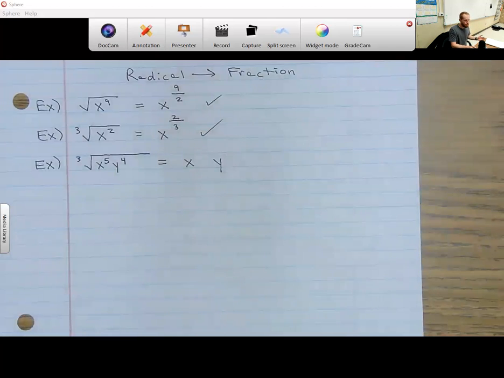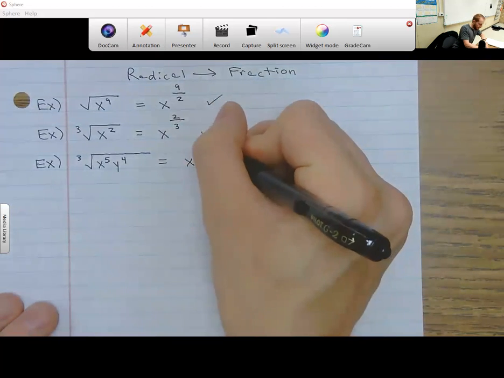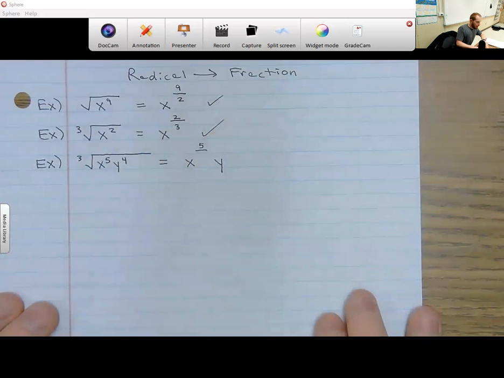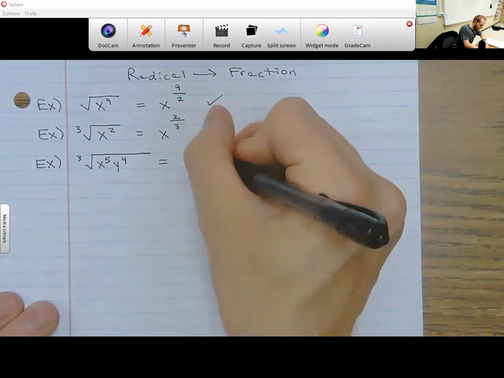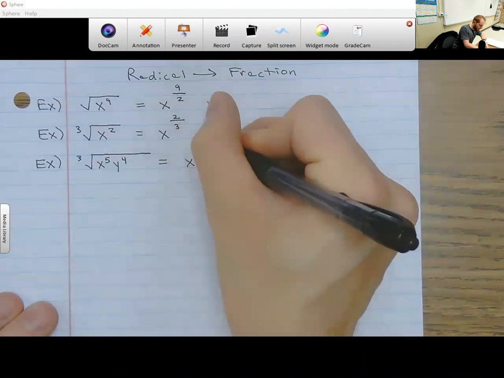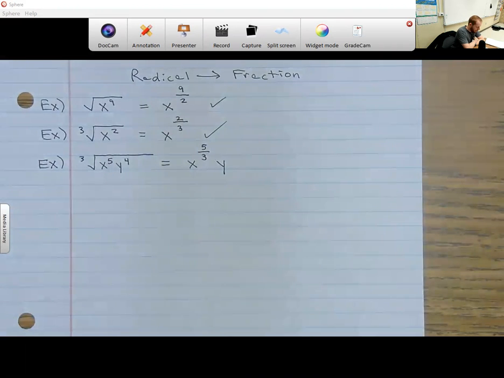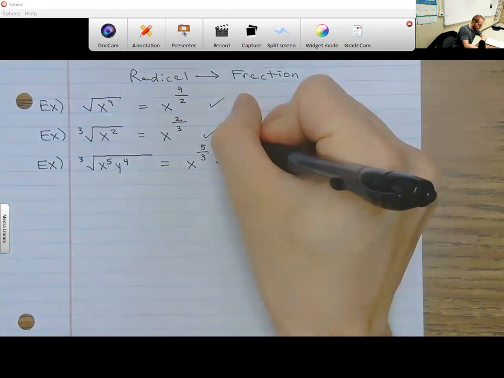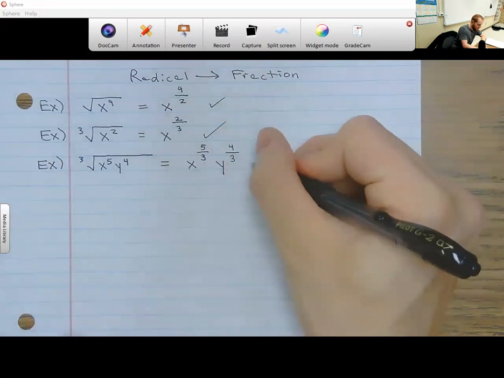And we have to figure out what fractions are going to be on top. So for the x, I have a 5 on the inside, so that's going to go at the top. And then there's a 3 on the outside, so that's going to become the bottom of the fraction. The index always goes in the denominator, right? So x to the 5/3 power. Next, I'm going to deal with the y. So for the y, I have a 4 on the inside. That's going to be my new numerator. And then the denominator is going to be the index 3. And I'm done.